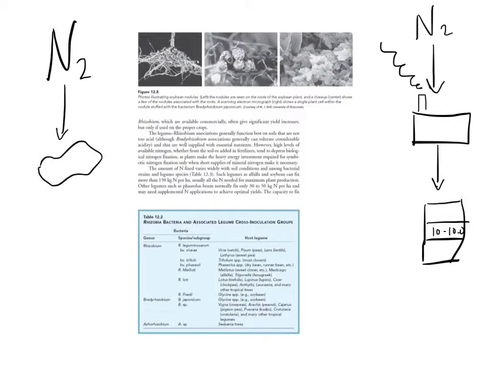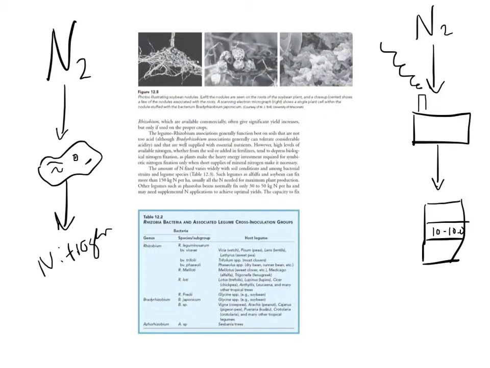Well, it turns out that we have microbes that can do the exact same thing. Draw a little microbe here, and it gives us nitrogen usable by plants. On page 409 in your book, it shows you a picture of these nodules.